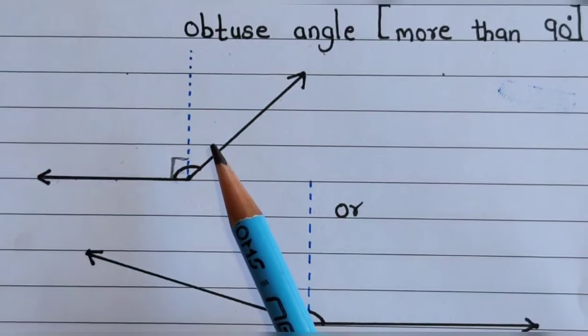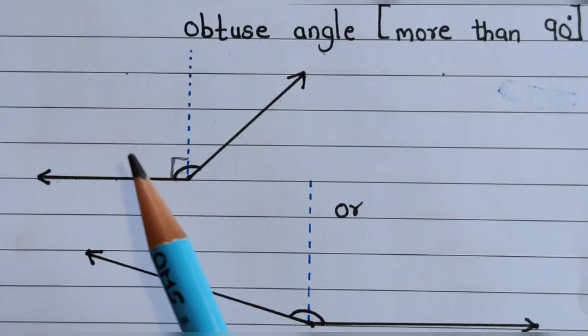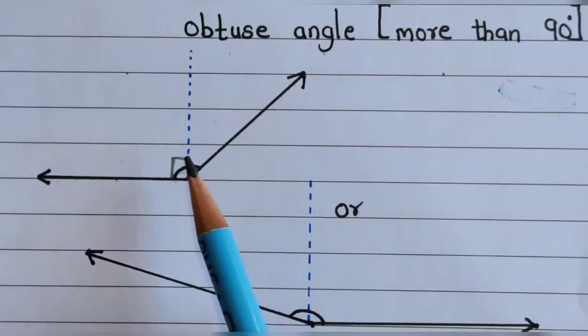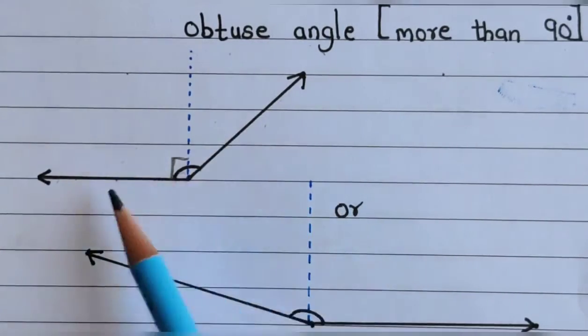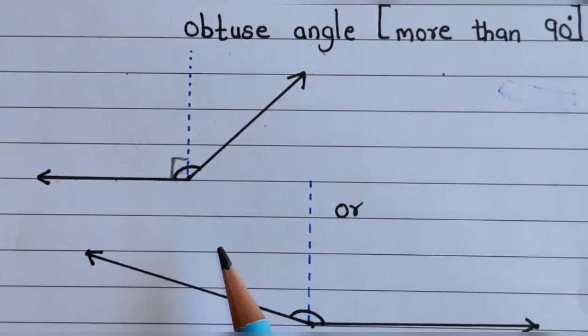And what you have seen in the acute angle, the arm of the given angle was coming in between the 90 degrees. Here 90 is coming in between the given angle, right? So this is how you are going to observe and guess whether the given angle is obtuse or not.